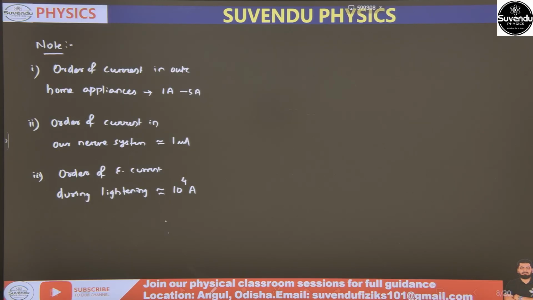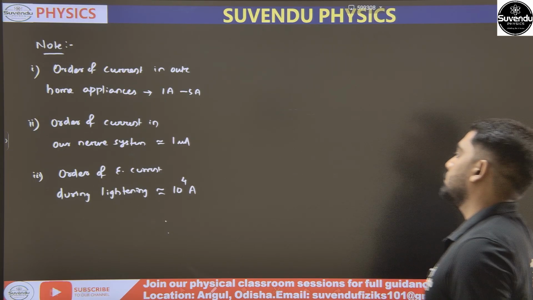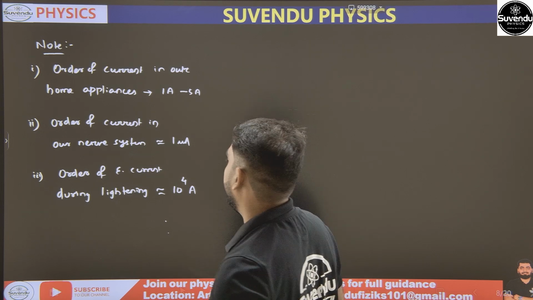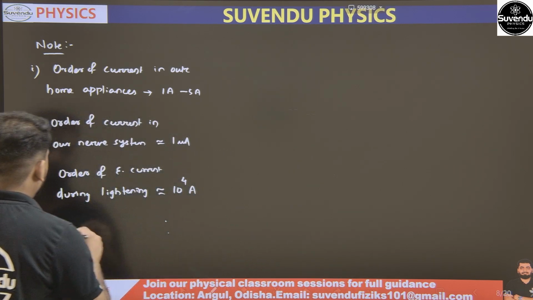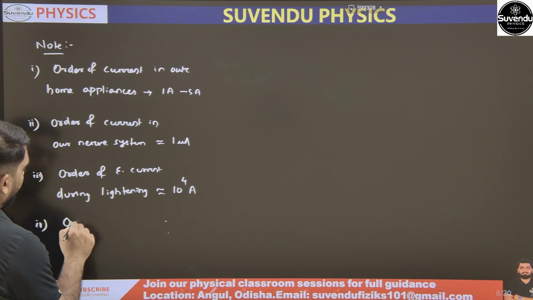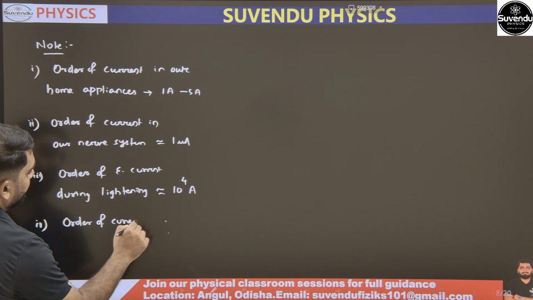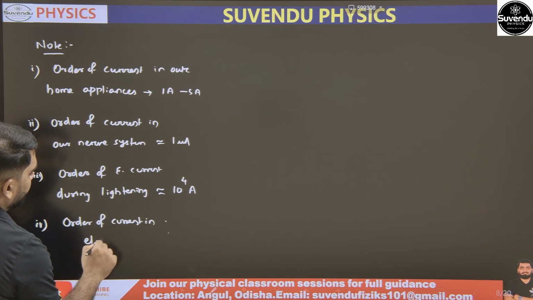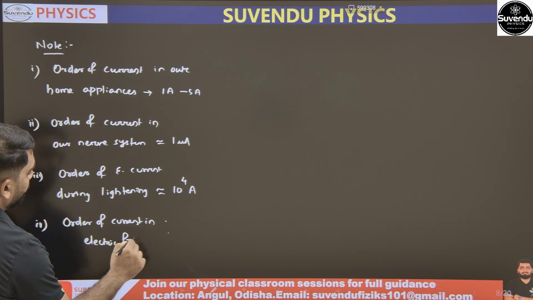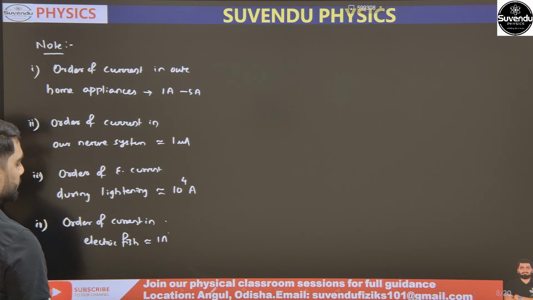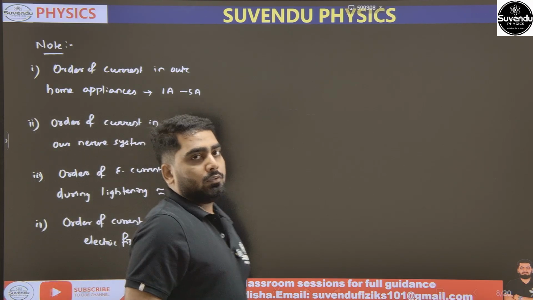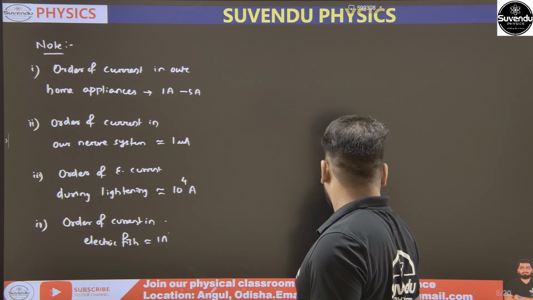So this is about our order of current. This thing is clear. I think it is clear to all of you. Very good. Next, we will solve some questions. Also write the order of current in electric field. In electric field, that is nearly also 1 ampere. So this is about some information related to our order of currents.